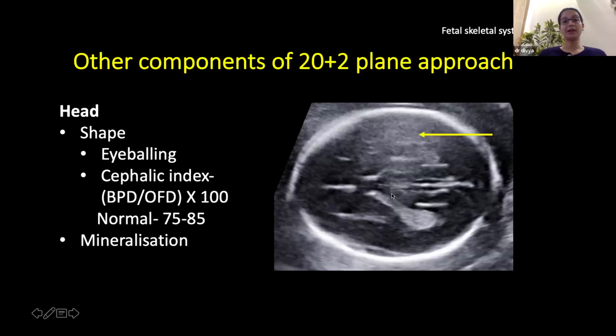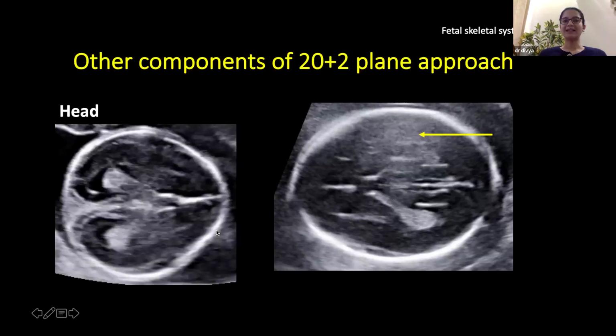Another indicator, again, of normal calvarial mineralization in this simple axial plane of the fetal head is this reverberation artifact, which we see distal to the normally mineralized calvarial bone. Because of this reverberation artifact from the normally mineralized calvarium, we are unable to see the non-dependent part of the brain, or the part of the brain which is just next to the transducer normally.